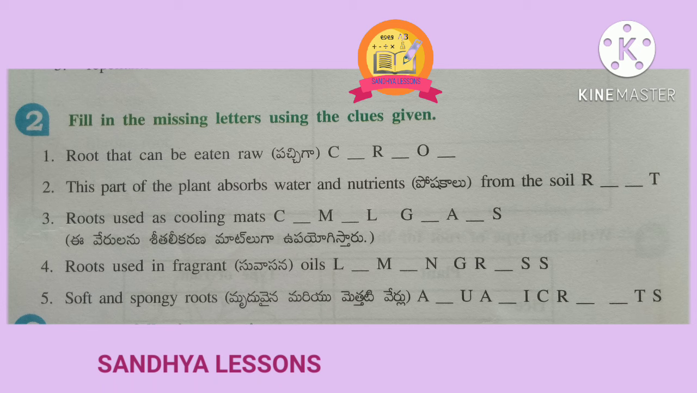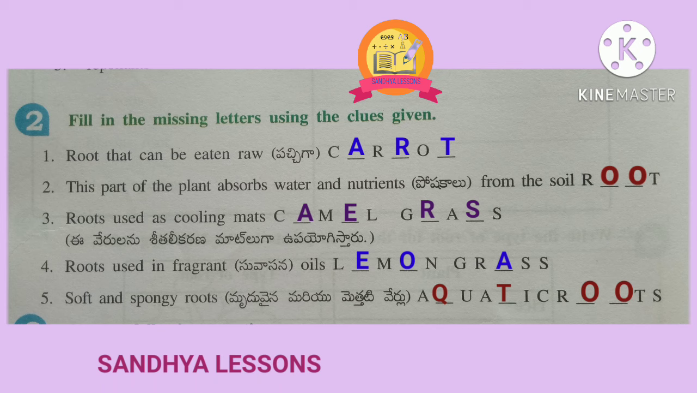First one, root that can be eaten raw. Carrot, C-A-R-R-O-T, carrot. Second one, this part of the plant absorbs water and nutrients from the soil. Root, R-O-O-T, root. Roots used as cooling mats. Camel grass, C-A-M-E-L, camel, G-R-A-S-S, grass.